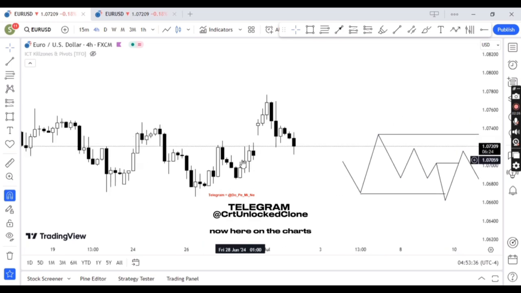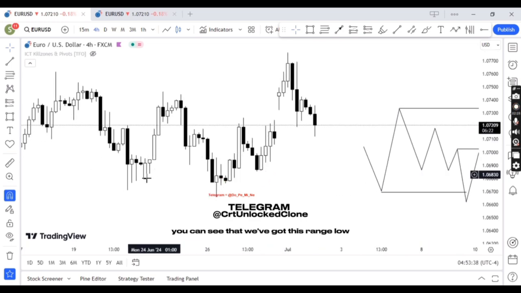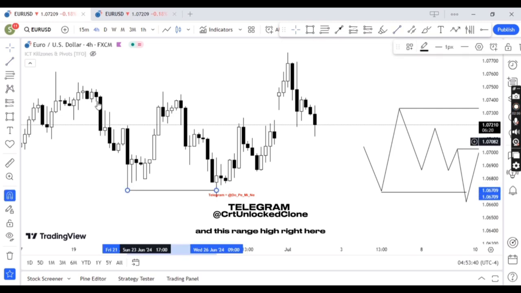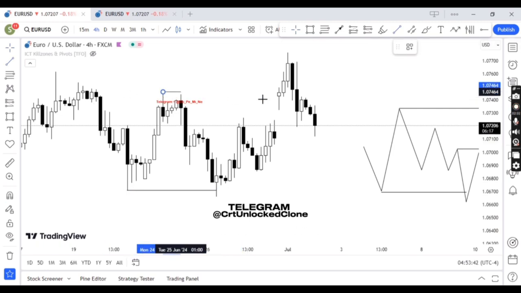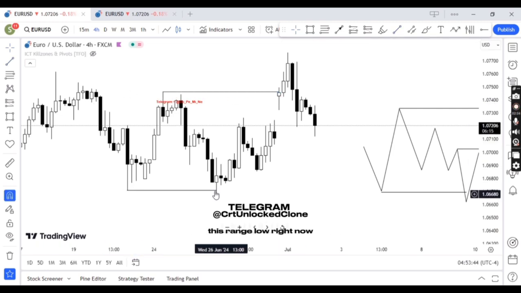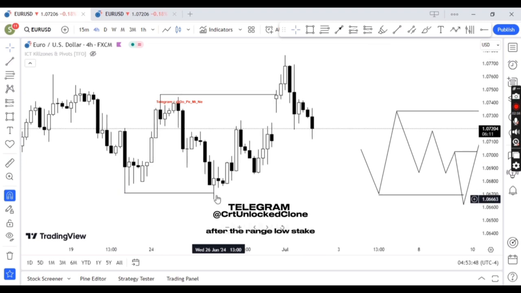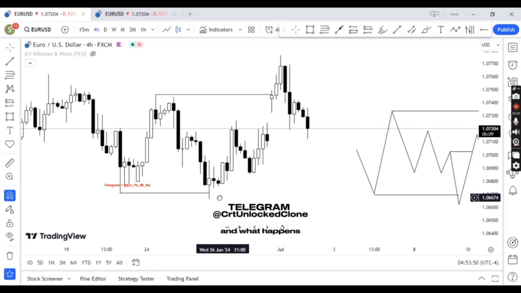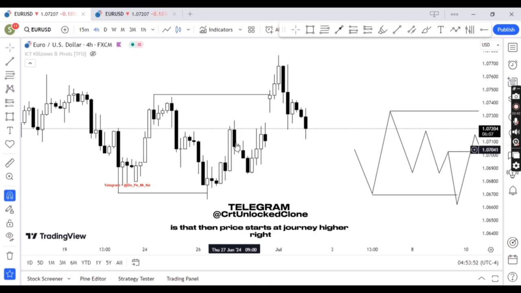Now here on the charts you can see that we've got this range low and this range high right here, right? Now what happened is that price took out this range low, right? Now based on range trading mechanics and dynamics, after a range low is taken, what happens? Price starts its journey higher, right?